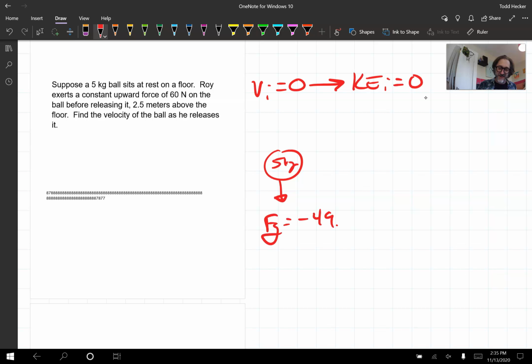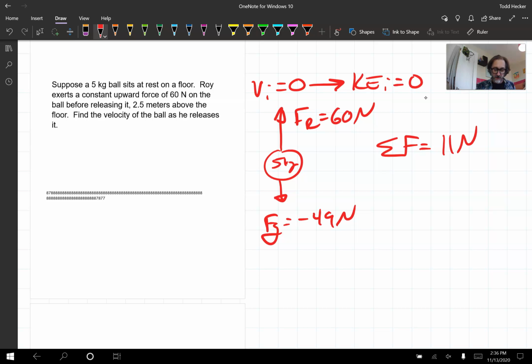It's going to be negative 49 newtons. And then there's this upwards force from Roy, which is 60 newtons. And I think that's it, right? Because he's throwing it. So those are the only two forces. So it looks like our net force here is going to be, what, 11 newtons?